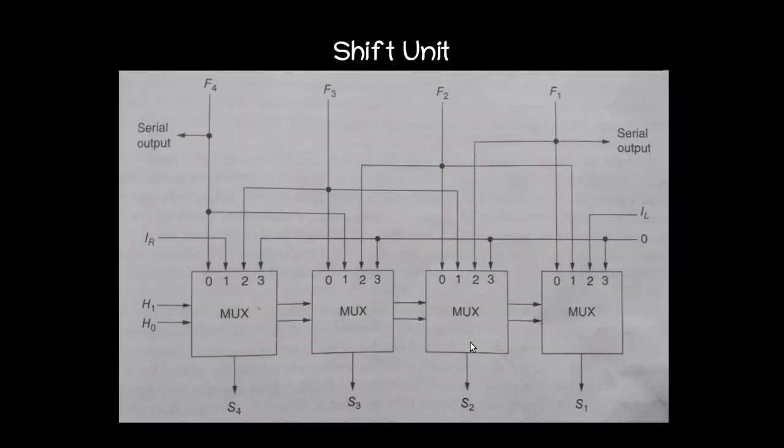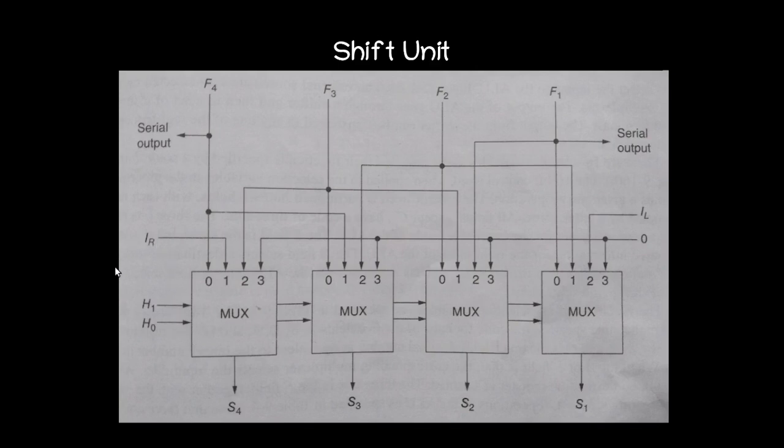So this was our previous shift unit. This is a simple example of a 4-bit shifter. So we have H0 and H1 as two select lines. Based on these select lines, this will perform different operations: either simply load the values to output, or shift left or shift right, or simply pass zeros.